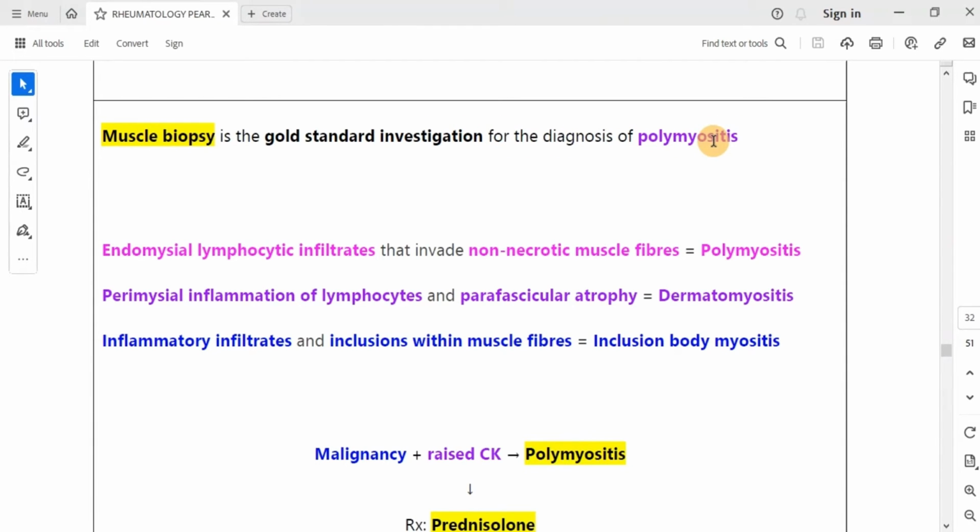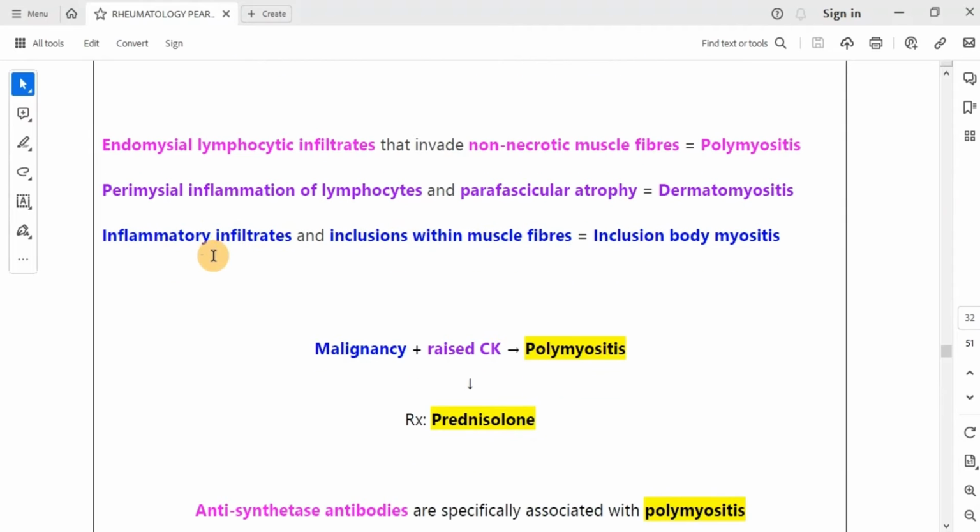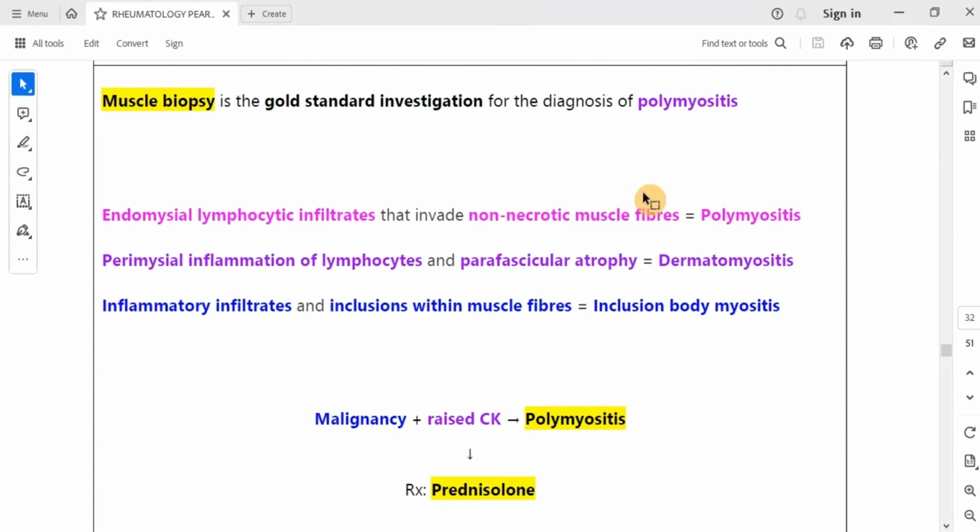So which antibody is most commonly seen in polymyositis? Anti-Jo1. Yes, anti-Jo1 antibody. Anti-Jo1 antibody is most commonly seen in polymyositis. It can also be seen in case of dermatomyositis. Endomysial lymphocytic infiltrate that infiltrates the non-necrotic muscle fiber. This is the biopsy finding of polymyositis.